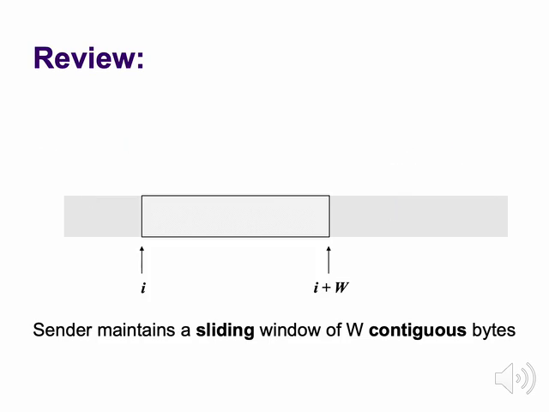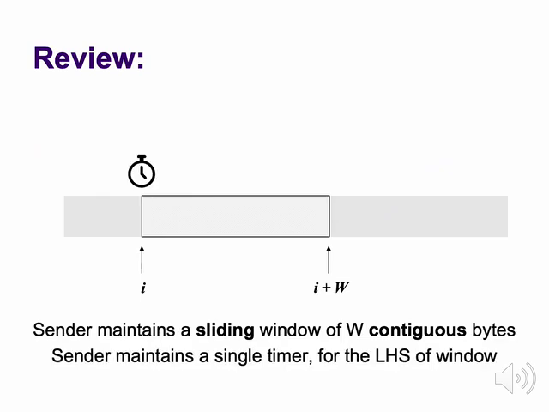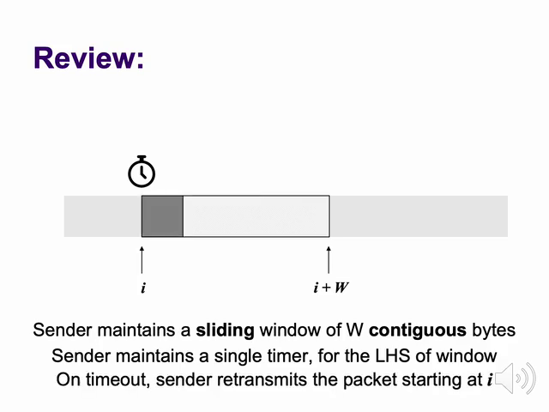In addition, the sender, we said, associates a single timer with the left-hand side of the window. If you remember, we said that in TCP you don't have a timer per packet or a timer per byte offset. Instead, we just have one timer associated with the left-hand side. And when that timer fires, or you have a timeout, the sender is going to retransmit the set of bytes starting at the offset of I. And that was the basic sender side behavior.